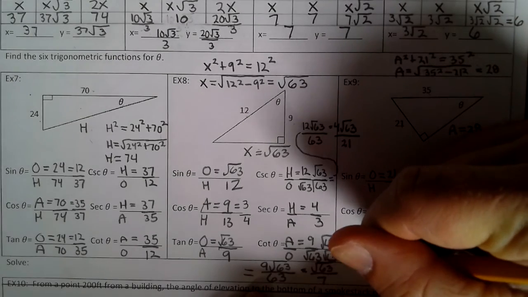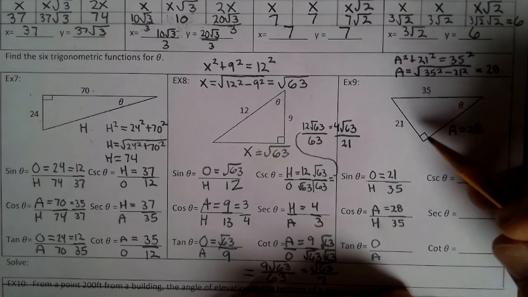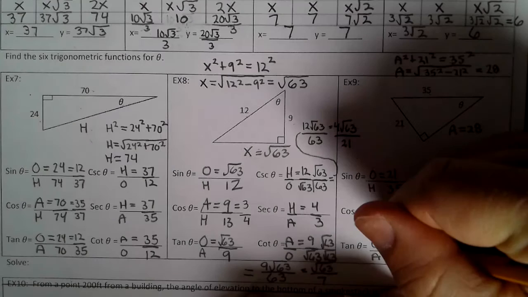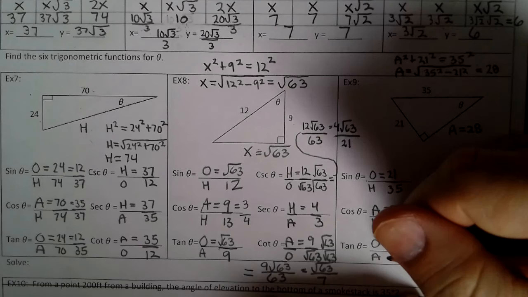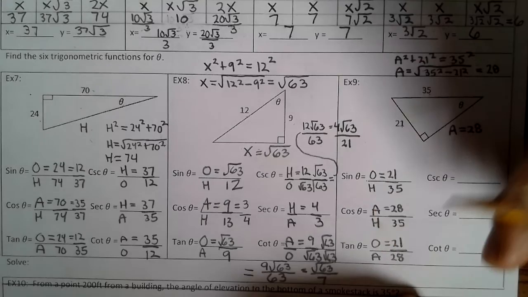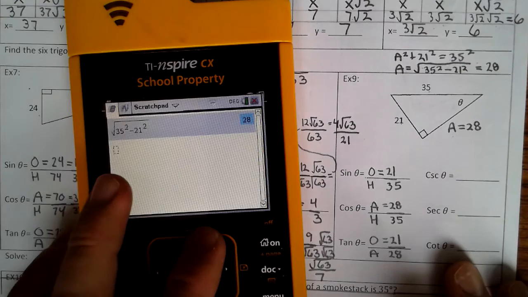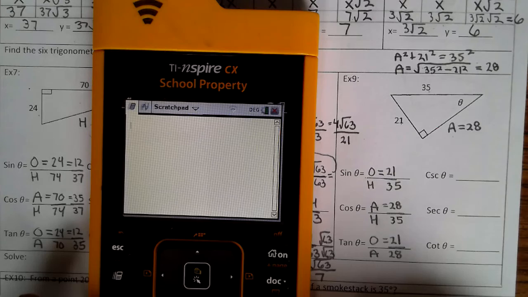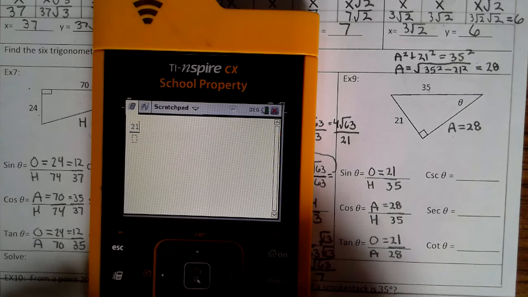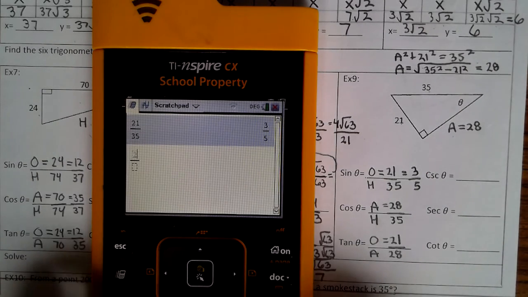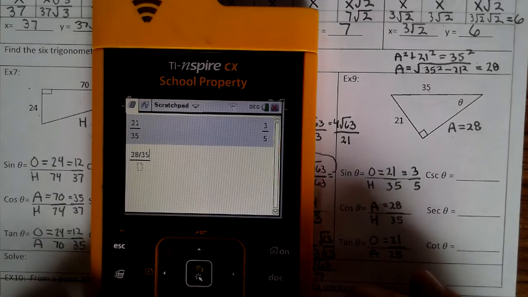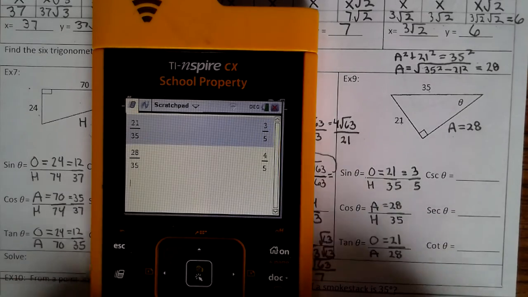Now, let's just double check to make sure these don't reduce. So let's do control divide 21 divided by 35. So that reduces to be 3/5. So now control divide 28 divided by 35 is 4/5. And then 21 divided by 28 is 3/4. So again, you always want to double check to make sure if they can reduce, they need to be reduced.